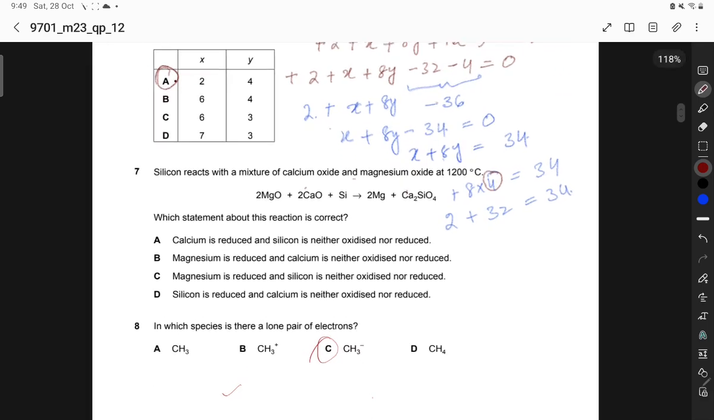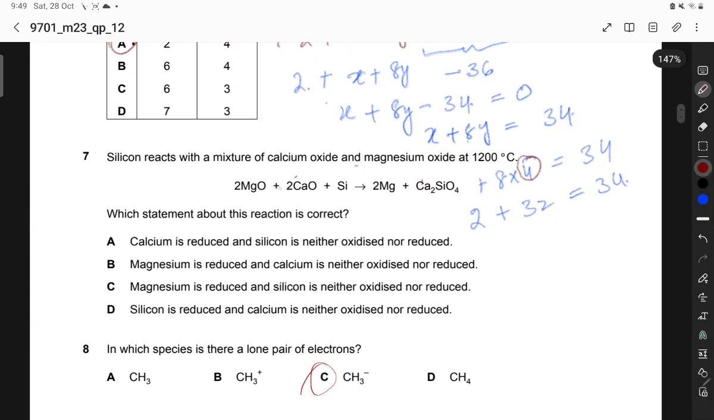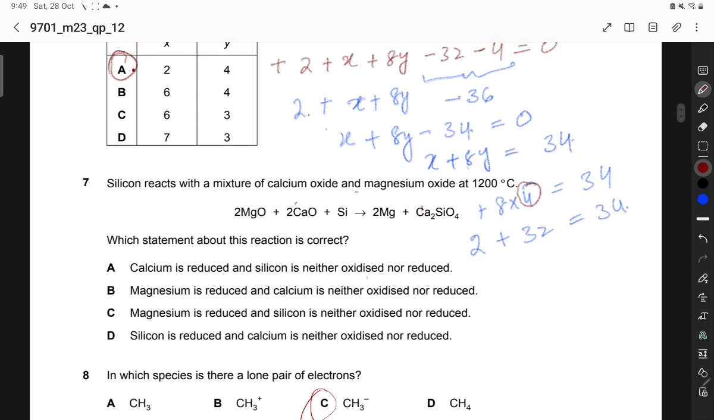Question number 7. Silicon reacts with a mixture of calcium oxide and magnesium oxide at 1200 degrees centigrade. Which statement about this reaction is correct? Calcium is reduced and silicon is neither oxidized nor reduced. Calcium is plus 2 over here, plus 2 over here, so calcium is not reduced.